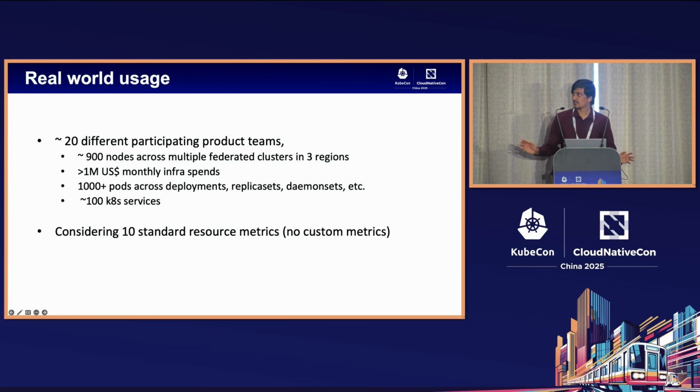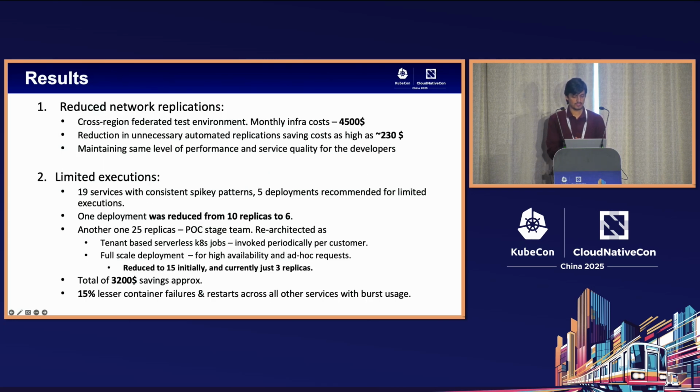Now, this is all enough theory. How does it work in the real world, right? So we made this available to about 20 different teams with several clusters. We had, I think, close to 900 nodes. We had close to $1 million of spends. We had 1,000 plus pods and maybe around 100 Kubernetes services as well. We only considered, I think, 10 standard metrics. And what we observed was something like this.